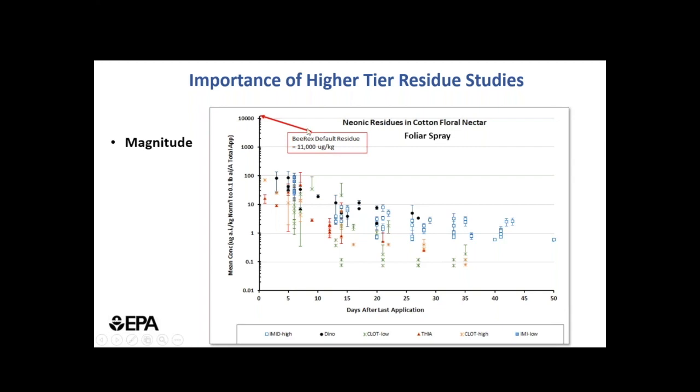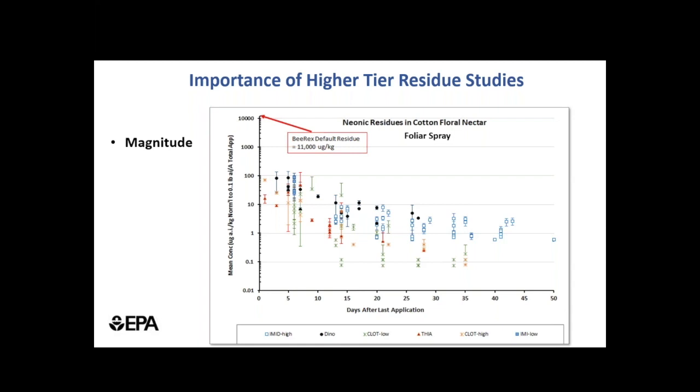And you'll see in the red box, this arrow is pointing to the default residue estimate from the B-Rex model. So at this application rate, which is 0.1 pounds per acre, we would estimate from the model 11,000 micrograms per kilogram. And clearly, in this case, the measured residue data, which are shown and coded by the chemical, by the different symbols, are at least 2 orders of magnitude or 100-fold below what we would estimate. So in this case, it's clear that having the residue data represents a major refinement of exposure for, in this case, residues in cotton nectar. Now, that's not always the case.